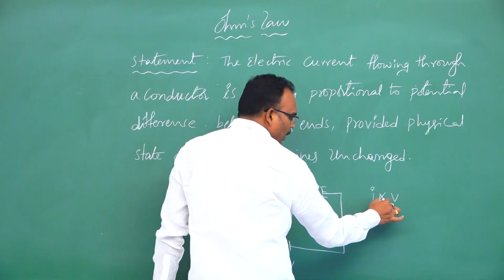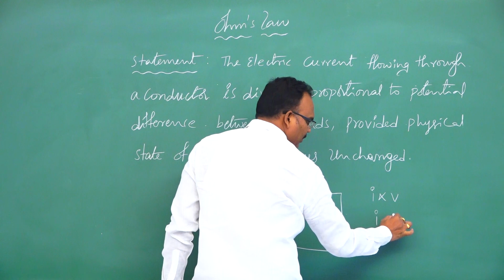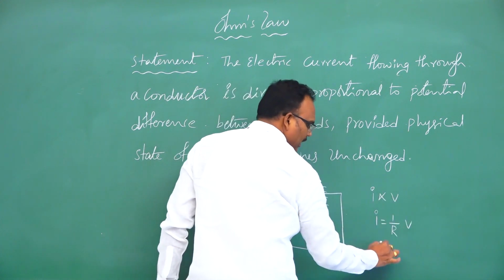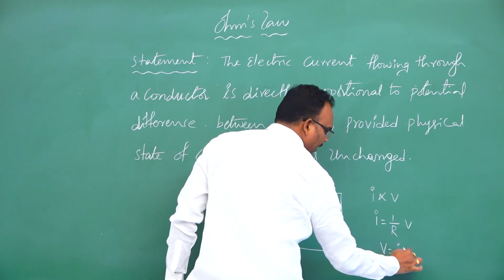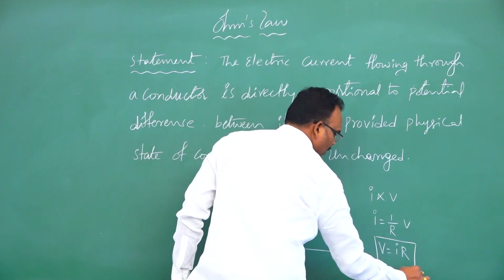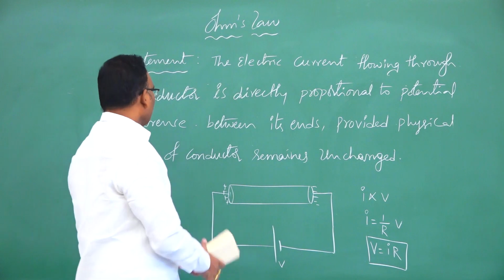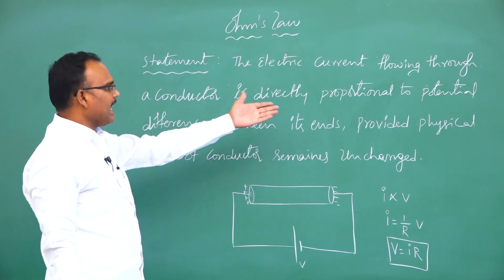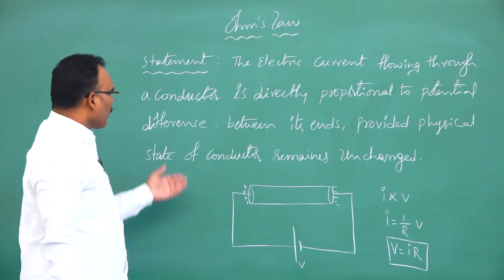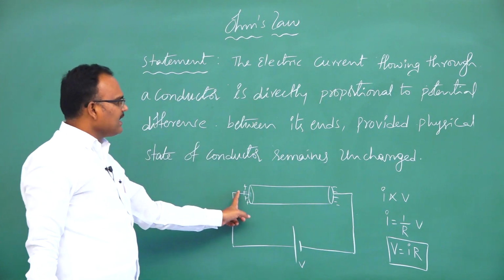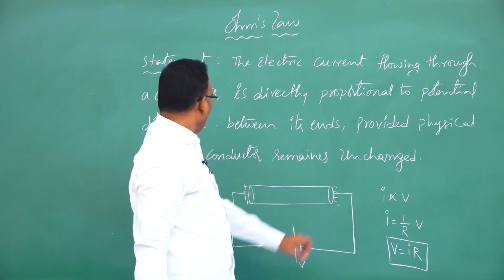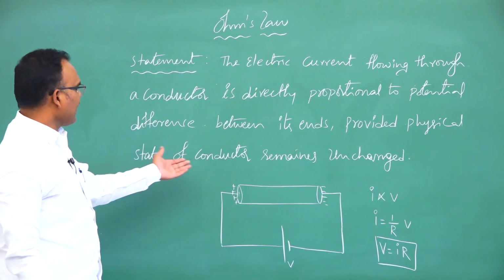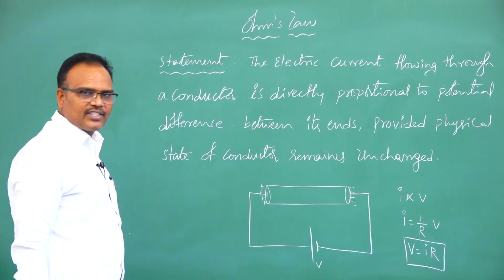conductor, and the proportionality is replaced with some constant, say 1 by R into V. So, V is equal to IR. Okay. Ohm's law is stated as: the electric current flowing through a conductor is directly proportional to the potential difference between the ends of the conductor, provided the physical state of the conductor remains unchanged.